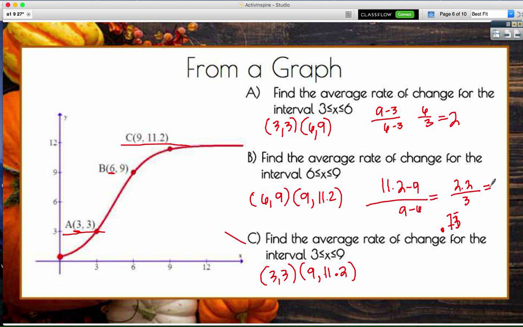Sorry. All right, and the last one, we would have had 11.2 minus 3 over 9 minus 3. So, Miss Ava, what'd you get for that? Got 2.2 over 6.